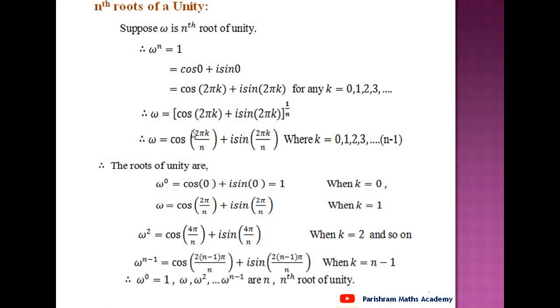When k equal to 2, 2 into 2 is 4, cos of 4 pi upon n plus i times sin of 4 pi upon n, and so on. If the last value of k is n minus 1, we get cos of 2 into n minus 1 pi upon n plus i times sin of 2 into n minus 1 pi upon n. So omega raised to 0, omega square, up to omega raised to n minus 1 are the nth roots of unity.